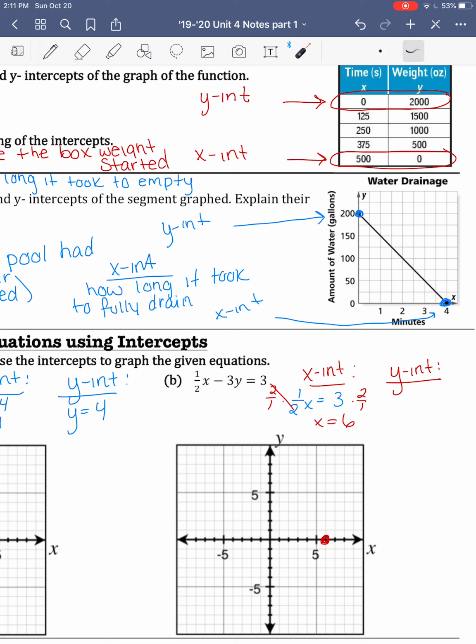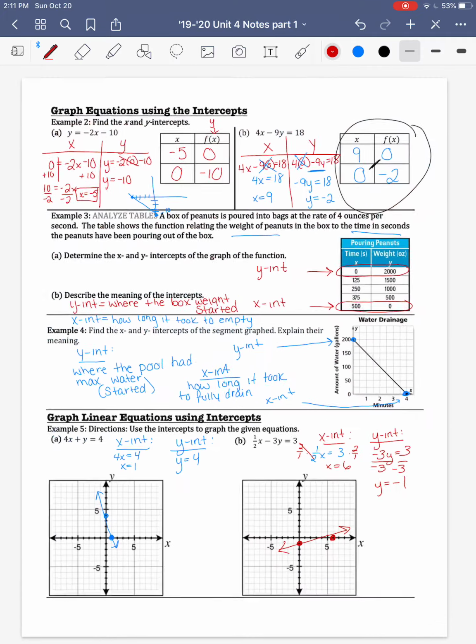And then for the y-intercept, I'm going to cover up the x, but notice how I'm not covering up the sign in front of the 3. So that means I'm left with -3y is equal to 3. Divide by -3, and so I get y is equal to -1. So I put the point -1 on the y-axis and connect my points. And that's it.